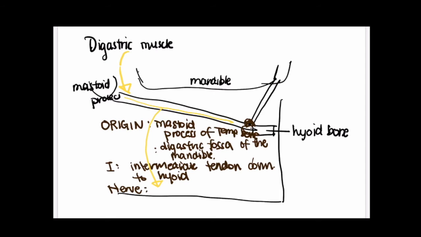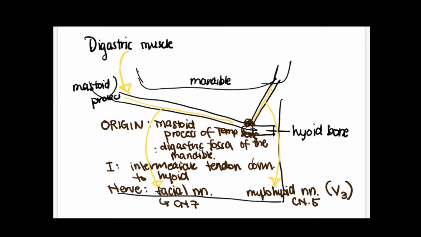two nerves. So number one, for the posterior belly, is the facial nerve or the cranial nerve 7, and the anterior belly is innervated by the mylohyoid nerve, which is a branch of the mandibular branch of the cranial nerve 5 or trigeminal nerve. So there are two innervations, cranial nerve 7 and cranial nerve 5.